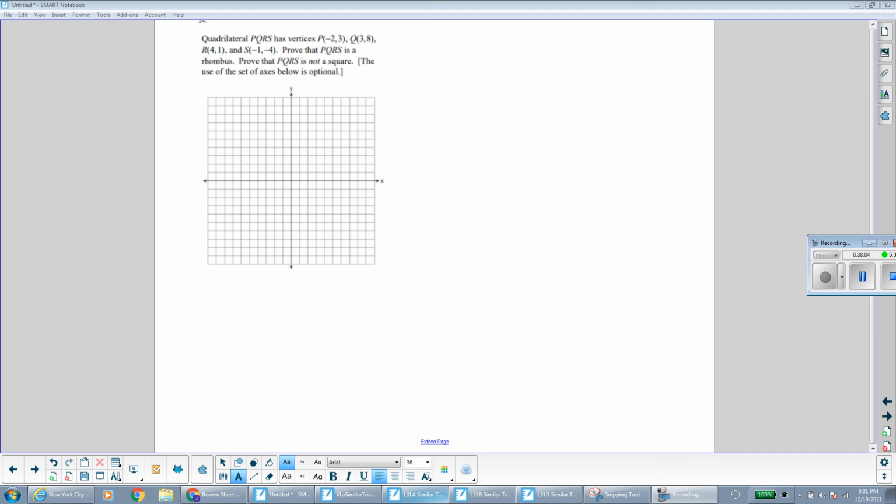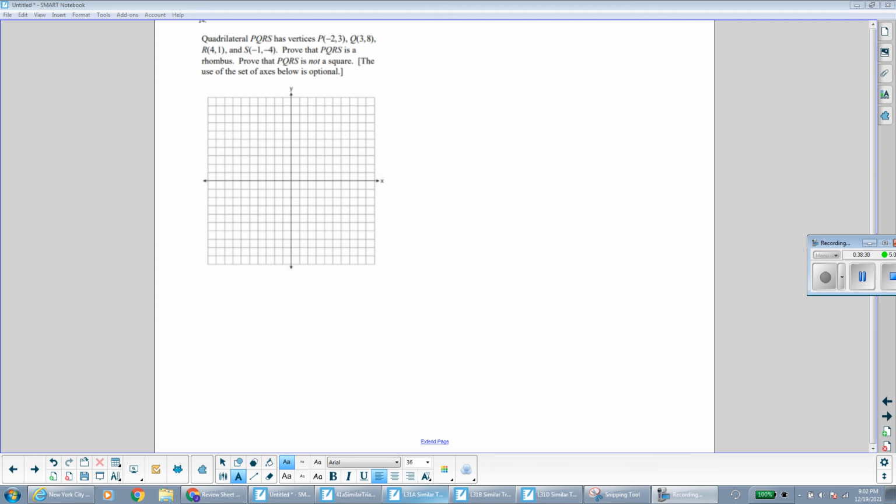Those are the 2 ways that you can show your parallelogram is a rhombus. It's up to you. Either you can use distance formula with any 2 sides that are right next to each other and show they're the same. Or you can take the diagonals, find the slope of each of the diagonals, and show that they are perpendicular to each other. The final part of the question says to prove that PQRS is not a square.